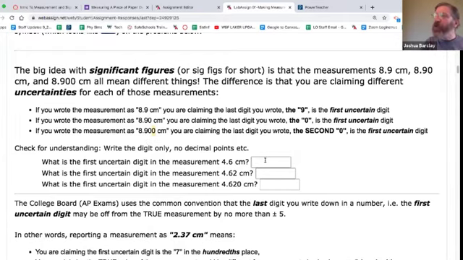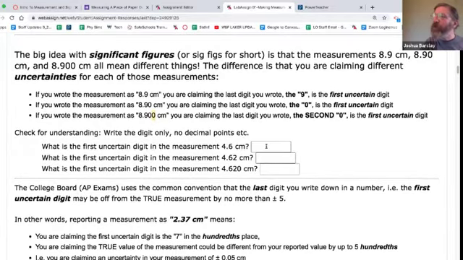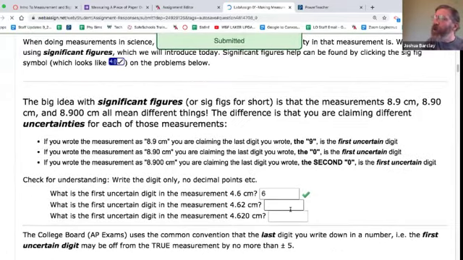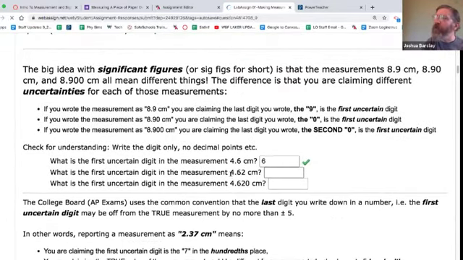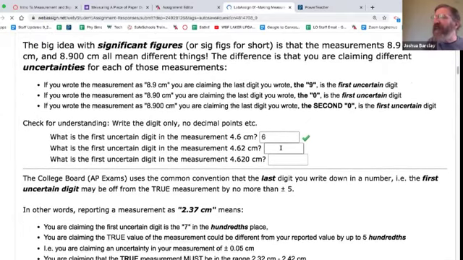Now let's go ahead and try this, you guys. What is the first uncertain digit in 4.6? So the first uncertain digit, we'll just do it together here, is the last one you wrote down. It was the 6. What is the first uncertain digit if I measured 4.62 centimeters? Go ahead and write that in to see if you get this right. And I don't need any decimal places, just which digit is it. What's the last digit there? It's 2. The answer should be 2 right there.